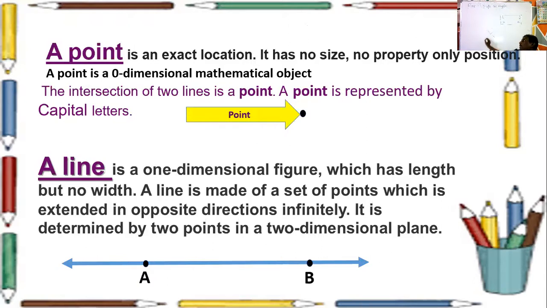When two lines intersect, you will get a point there. The intersection of two lines is a point. And when you draw like this, that is a point. When ABCD is a rectangle, that means A, B, C, D are the 4 vertices, 4 points. Each point is denoted by a capital letter of the English alphabet. That is the meaning of point: exact location.